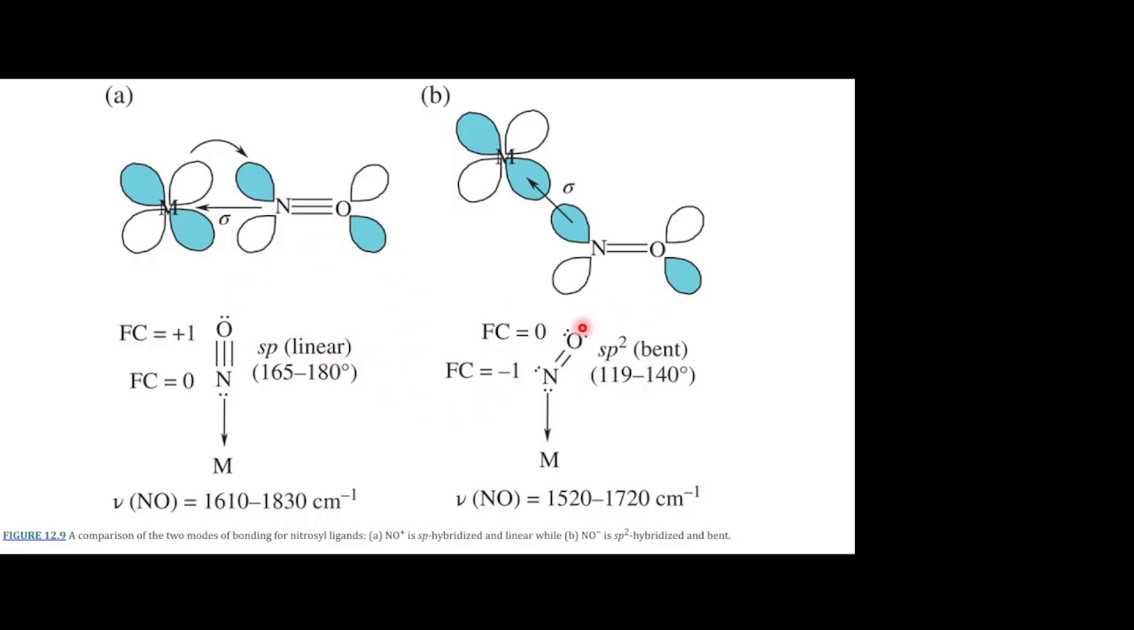And so over here, this is the sp2 bent one, and this one has a formal charge of 0 on the oxygen, where it has a formal charge of -1 on the nitrogen. And so again, it has the wrong charge on the wrong one, doesn't it? So you always end up with the wrong charge on the wrong one for NO, nitroxide.